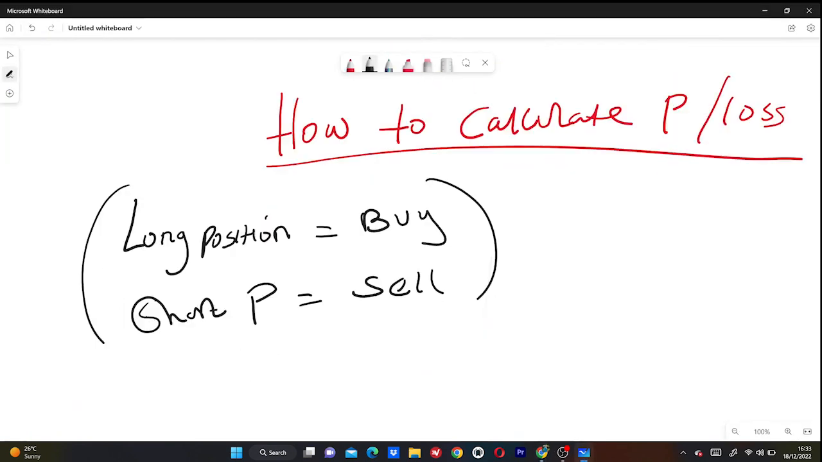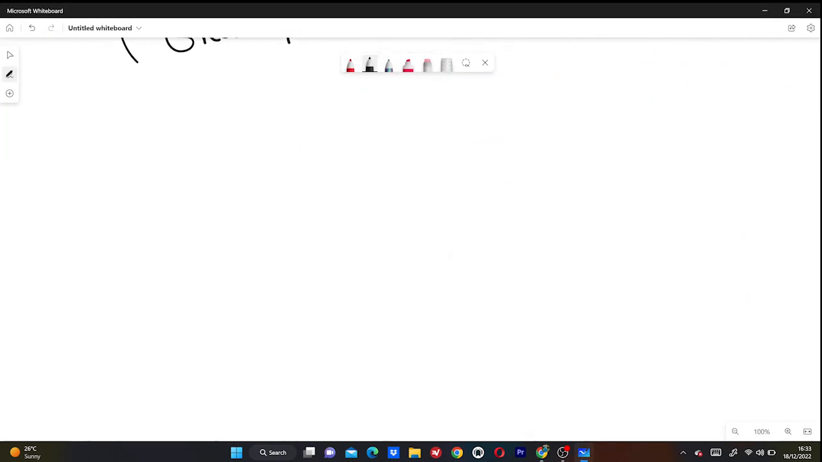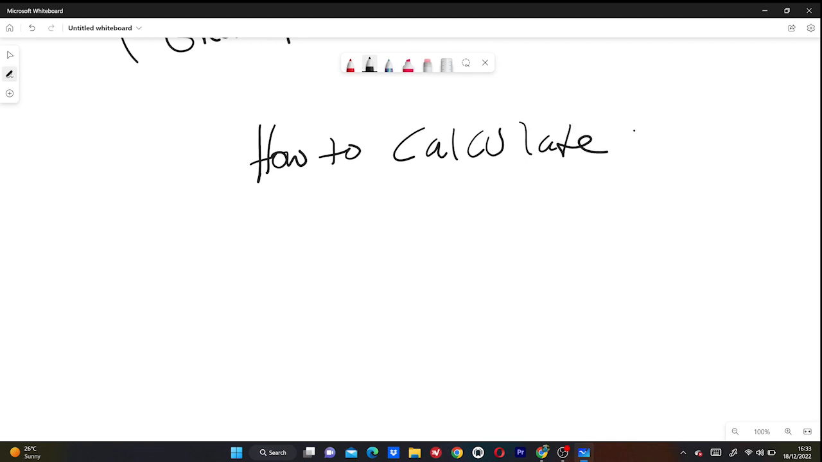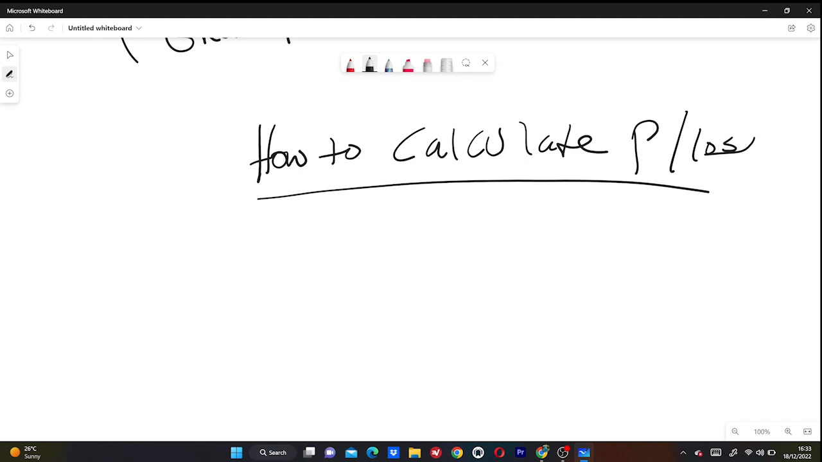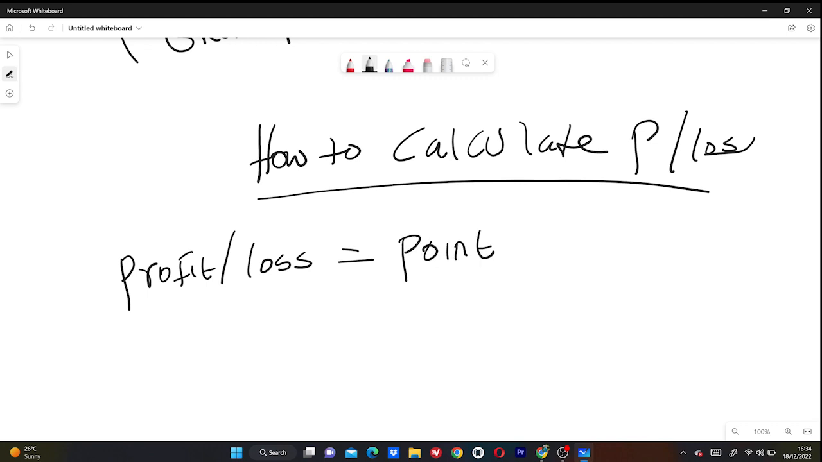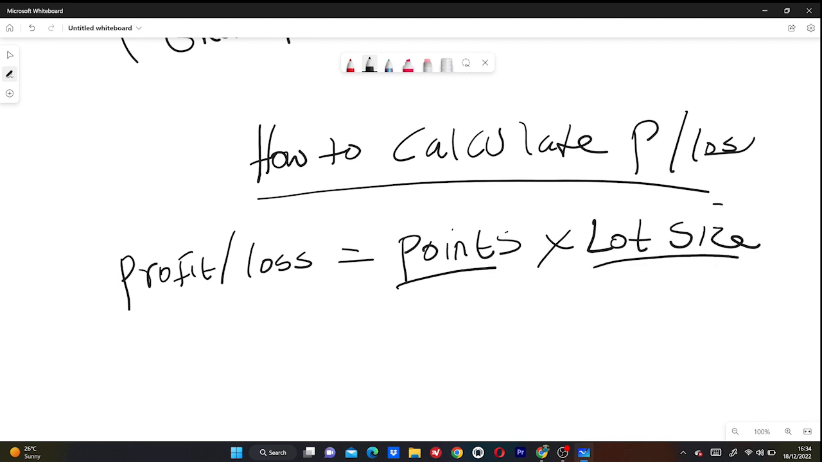Understand those ones, and then let's just do the simplest calculation, and then we can come to the complicated ones. Okay, how to calculate profit or loss? To calculate profit or loss, we multiply points times lot size. You multiply what? Points times lot size, not pips. We multiply points times lot size.